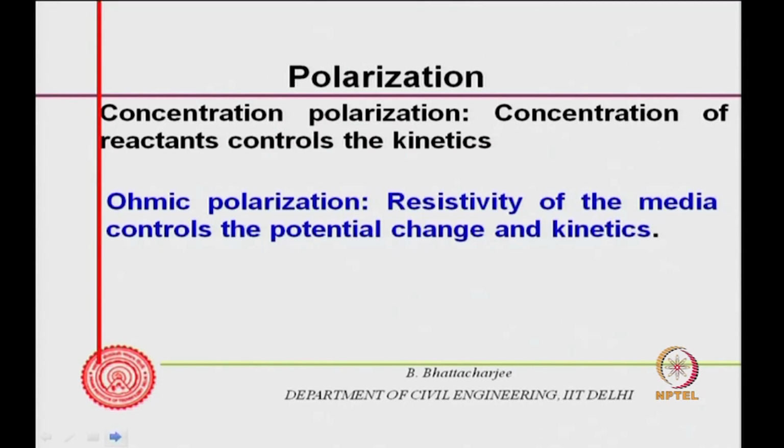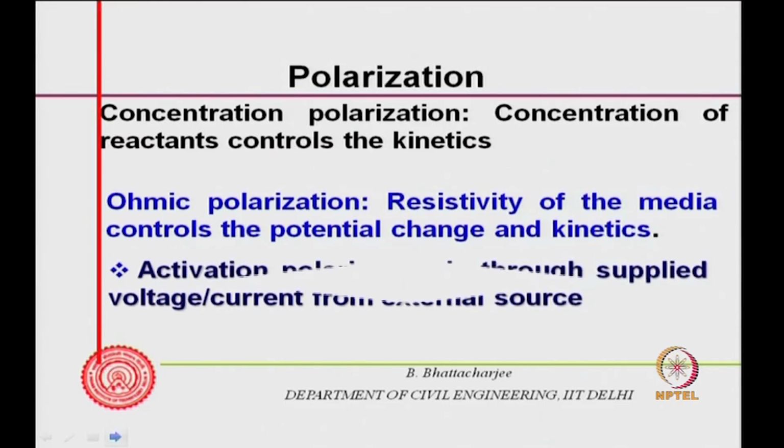If there is a corrosion anode and cathode in the corrosion cell, and the resistance within that media is high, then the current passing would be relatively less, and the IR drop across the resistance will be less. So, the corrosion current will be controlled by this resistivity or resistance of the media, and that is also ohmic polarization. But sometimes I might apply voltage or current from outside, and that is called activation polarization, and that is used to study or measure corrosion rate, et cetera.